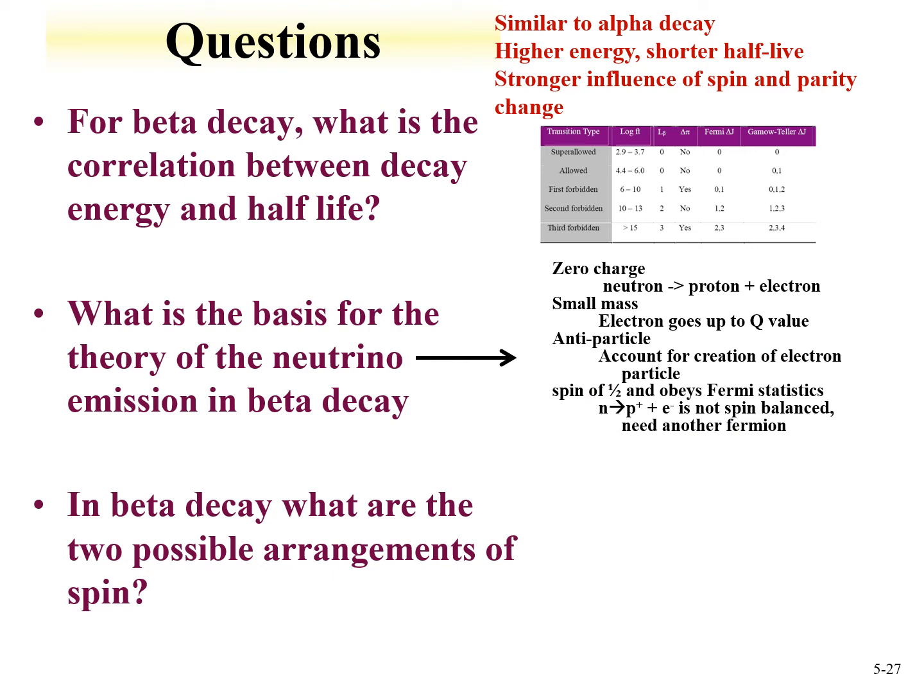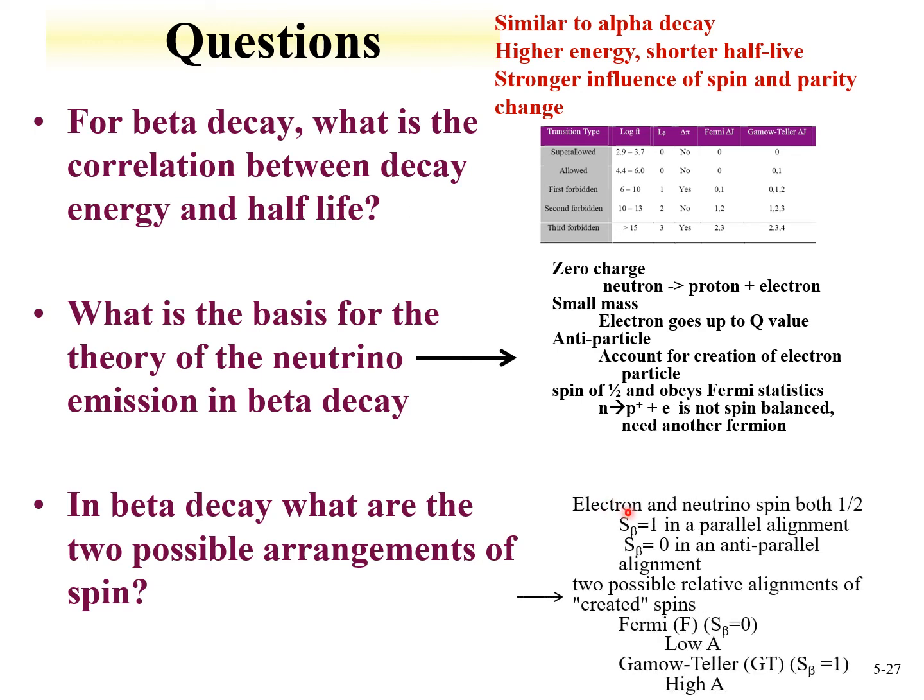So in beta decay, what are the two possible arrangements of spin? Basically what we're saying is, what are the spin properties of the resulting particles? Well, we talk about an electron and a neutrino, both have spin 1/2. We just discussed this. If they're parallel, the overall spin change is 1, and if they're anti-parallel, the overall spin change is 0. So we can have this alignment that creates two possible spins. The 0 is Fermi spin, while the 1, where they're in a parallel arrangement and the spin is 1, that's Gamow-Teller. Fermi spins tend to dominate at low A numbers, and Gamow-Teller at higher A numbers.